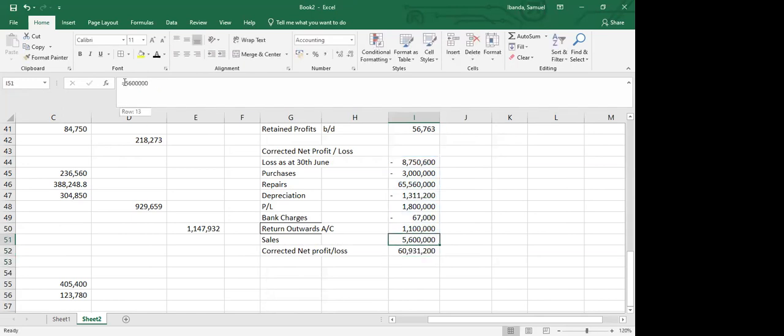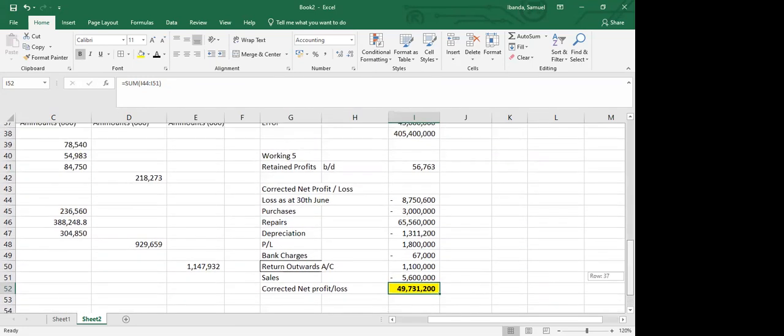But remember, I'm reducing it because it's a debit in this case. So I'm debiting my sales with 5.6, so it would also affect me here. You understand? So this is actually a corrected net profit. The 49,731,200 is a corrected net profit.